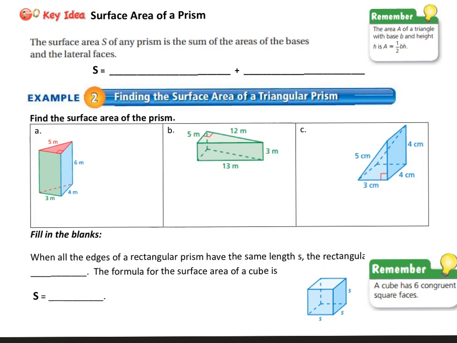Hello students, today we are going to finish up section 9.1 by looking at the surface area of a prism.